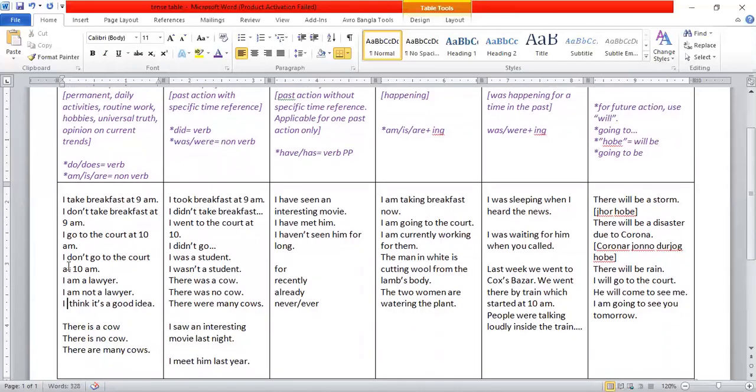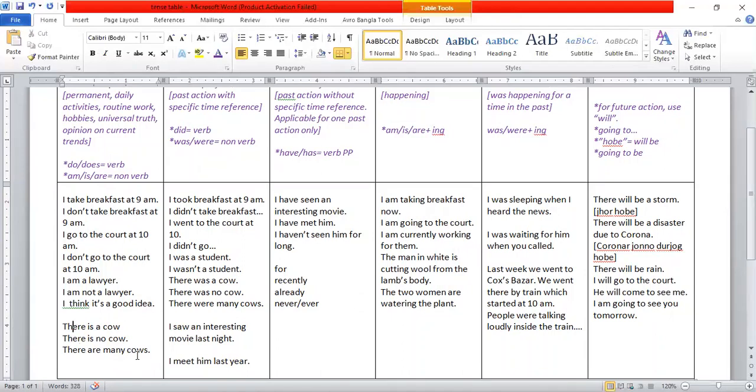Interestingly, there is another use of present simple form. If you want to say something is somewhere which is not owned by anyone, or I don't know. In Bangla, we say ache, kothao kichu ache. There is a cow. এখানে একটা গরু আছে. There is no cow, negative. There are many cows. When you want to use plural form, you should use are.